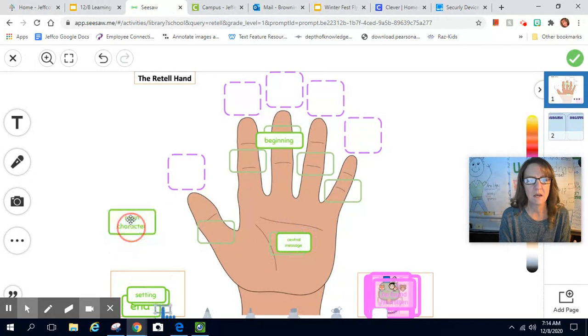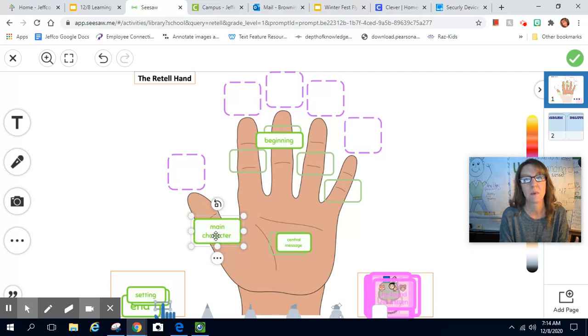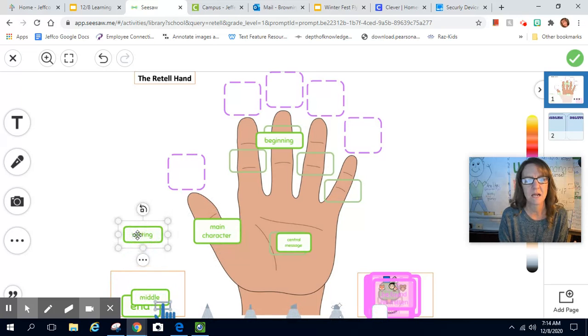The main character is that very first part that we think about. In The Mitten, the main character is the little boy. All the animals come into the mitten, but the main character is the boy because he's the one who lost the mitten, right? And without that character, there wouldn't be a story. Then we think, okay, here's the setting. Where does that setting go? Well, it's going to go right here.